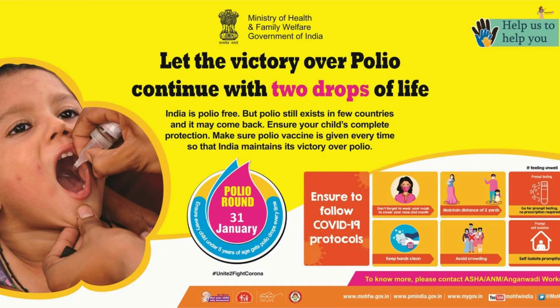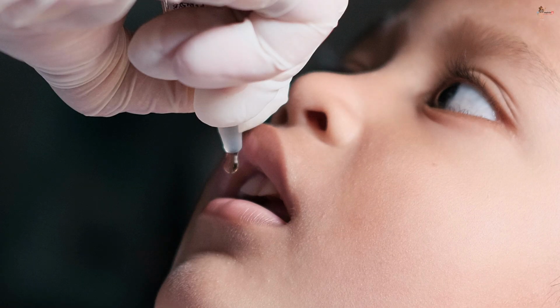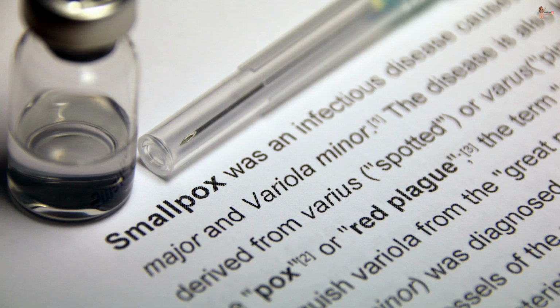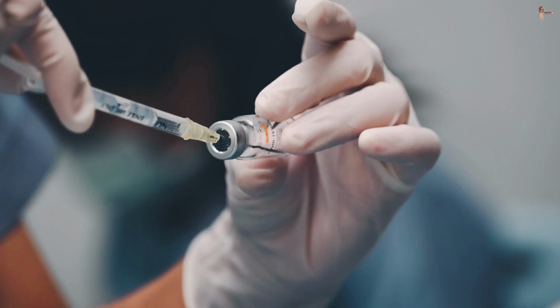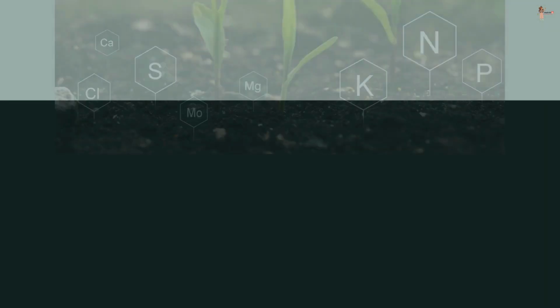You might have seen the advertisement on TV and newspapers regarding protection of children against polio under the Pulse Polio program. Polio drops given to children are actually a vaccine. A worldwide campaign against smallpox has finally led to its eradication from most parts of the world. These days, vaccines are made on a large scale from microorganisms to protect humans and other animals from several diseases.